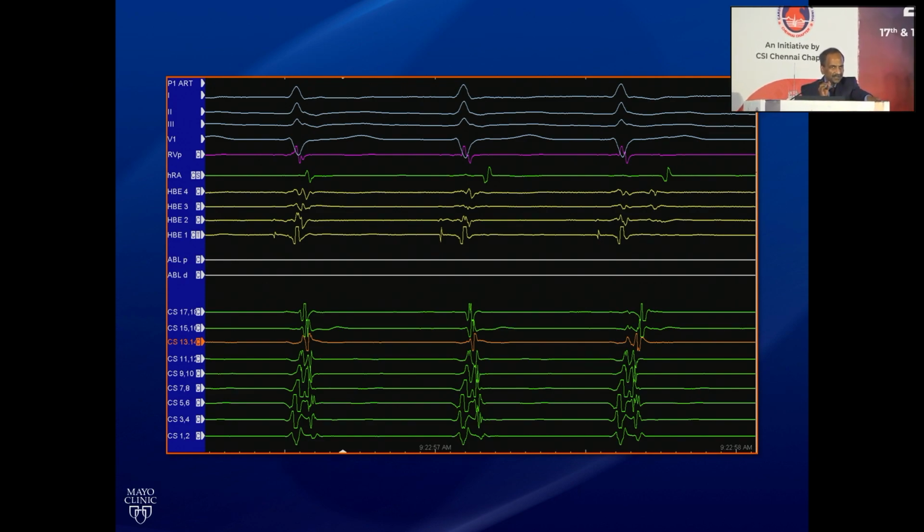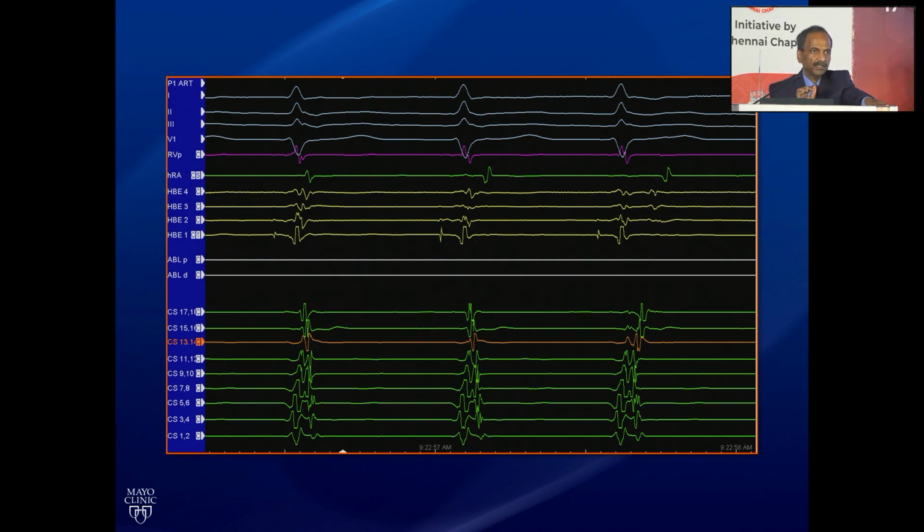If you make a mistake and you didn't pick the culprit and you ablate, tachycardia will continue, but the activation sequence will change. What to do? Keep ablating, finish the burn, kill that tissue. Even though the tachycardia is not terminating, finish the ablation.